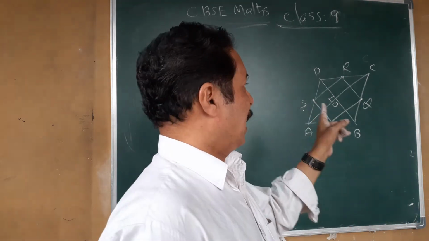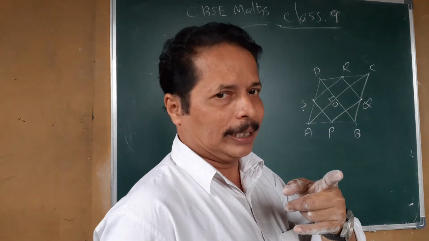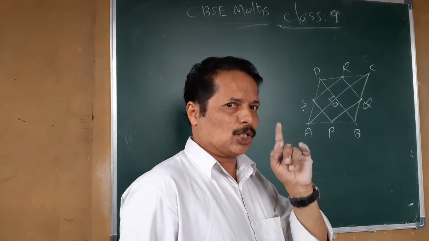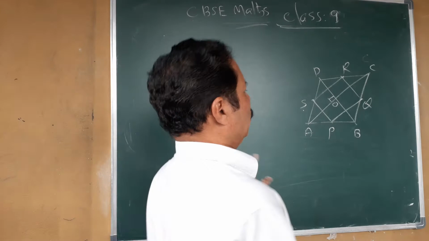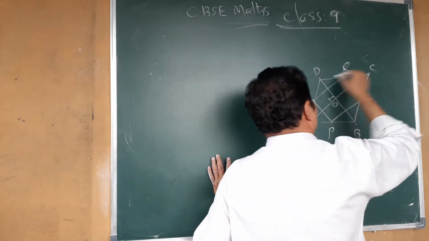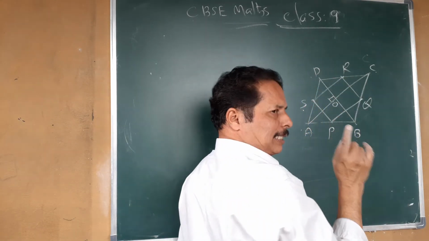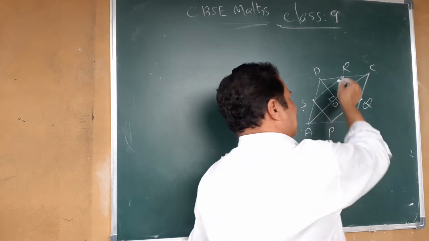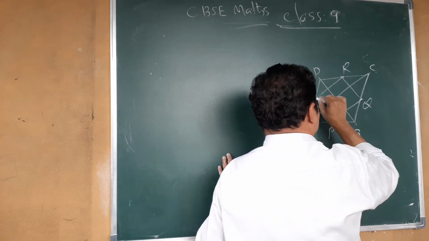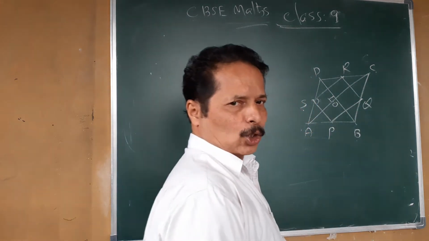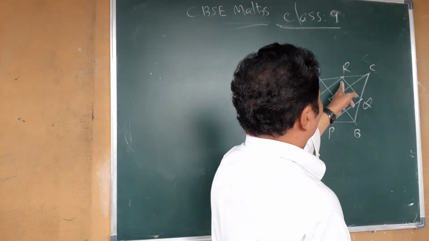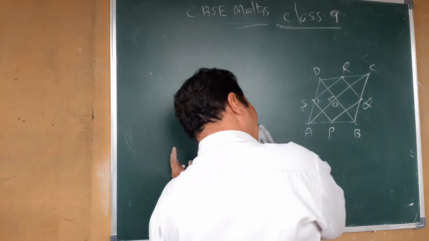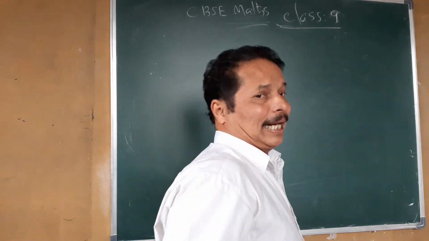You studied that diagonals of a rhombus are perpendicular bisectors. Now this angle is 90 degrees. Perpendicular bisector means this angle is 90. And it's a parallelogram also. Therefore, this angle is 90 degrees. So one angle, angle S or angle P or angle R or angle Q, equal to 90 degrees. Therefore, PQRS is a rectangle.